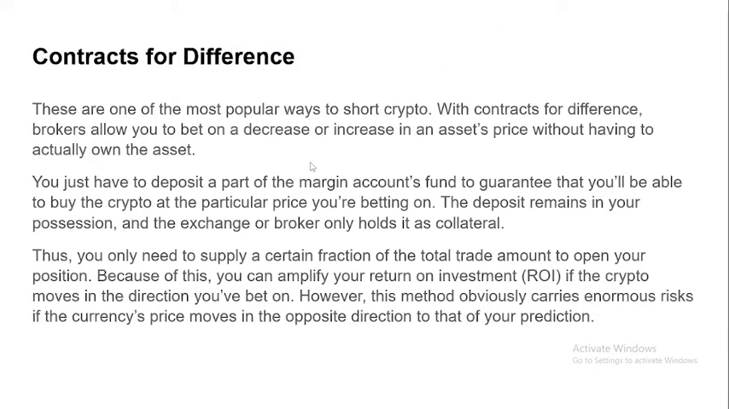So contracts for difference. They are one of the most popular ways to short crypto. With contracts for difference, brokers allow you to bet on a decrease or increase in an asset's price without having to actually own the asset. You just have to deposit a part of the margin account's fund to guarantee that you'll be able to buy the crypto at the particular price you are betting on. The deposit remains in your possession and the exchange or broker only holds it as collateral. Thus, you only need to supply a certain fraction of the total trade amount to open your position.